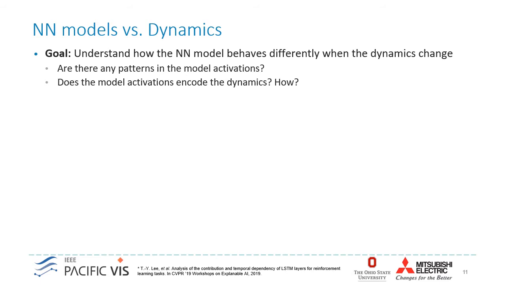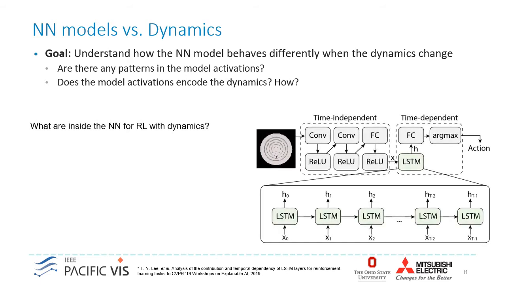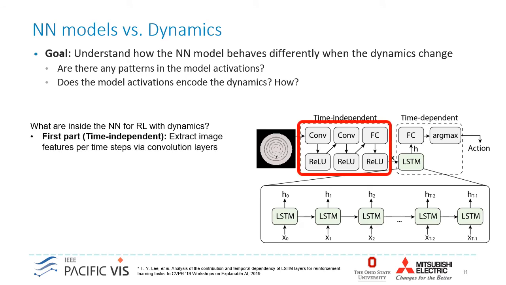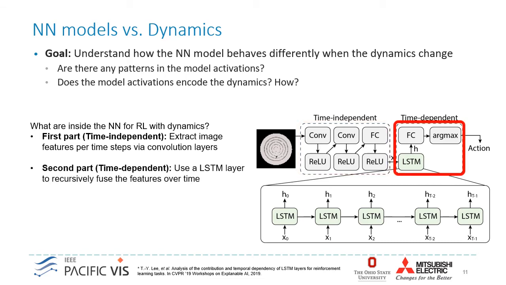Let's briefly overview the neural network for the maze task, which is common for other reinforcement learning tasks with dynamics. In the neural network, the first part is composed of time-independent layers. This part is designed to extract the features of individual time steps. The second part is designed to fuse the output of the first part over time. For this purpose, it's common to include recurrent layers like LSTM.